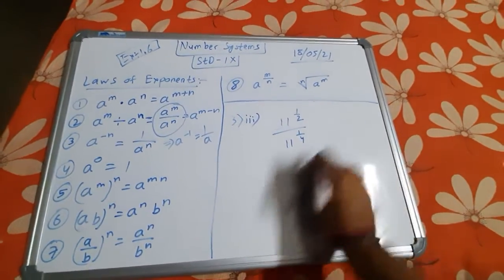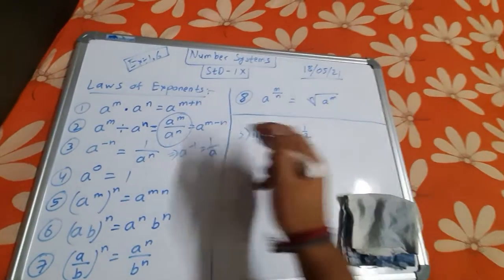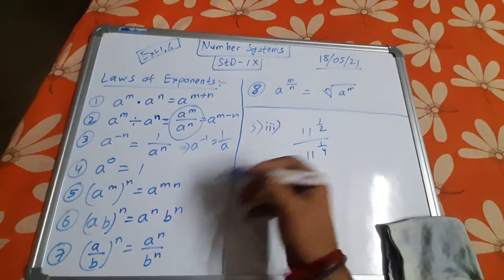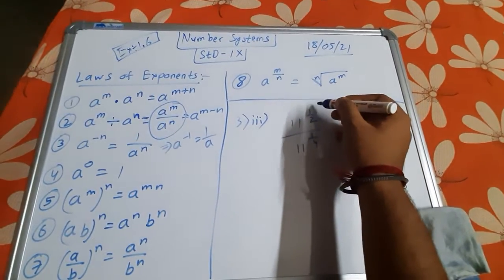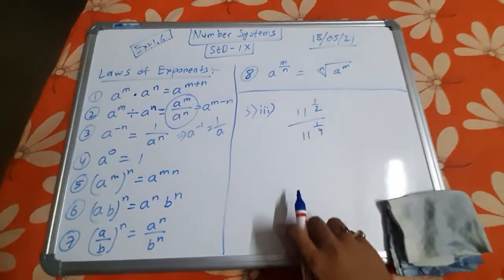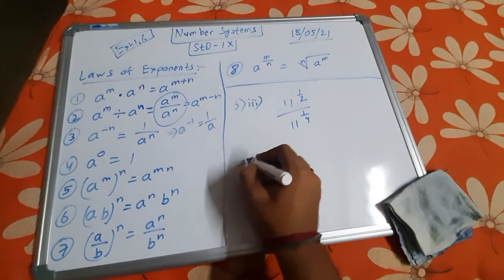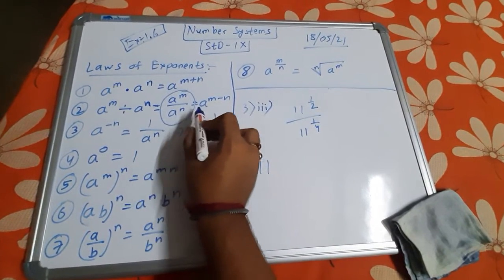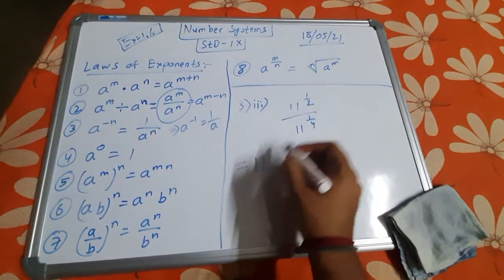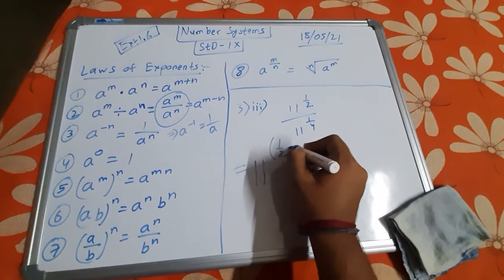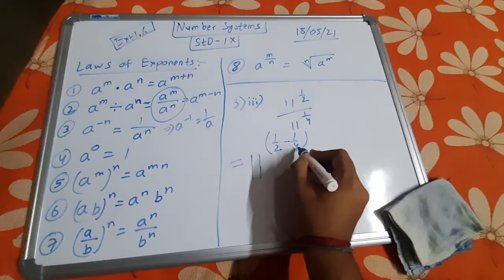So we know this one. Because of the same base, this formula will be applied: a to the power m by a to the power n equal to a to the power m minus n. That means the power of the numerator minus the power of the denominator. Then we will write the single base 11. So 11 to the power, what is m over here? M is half. So 1 by 2 minus 1 by 4. This is happening in the power actually.